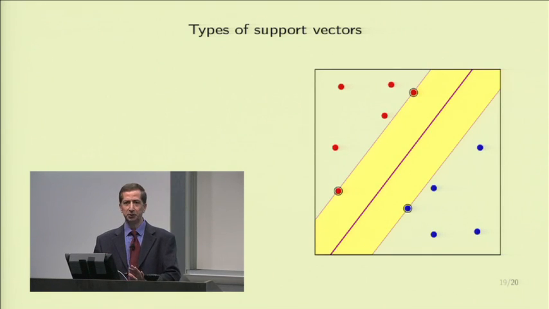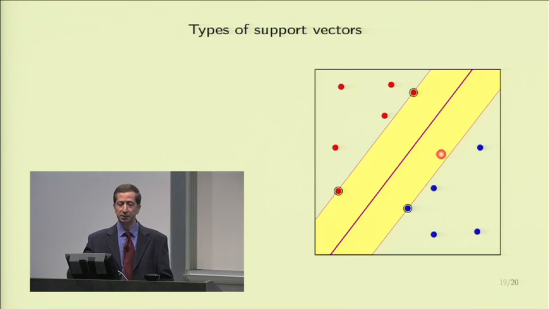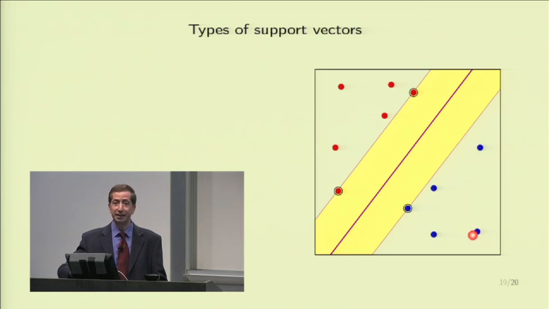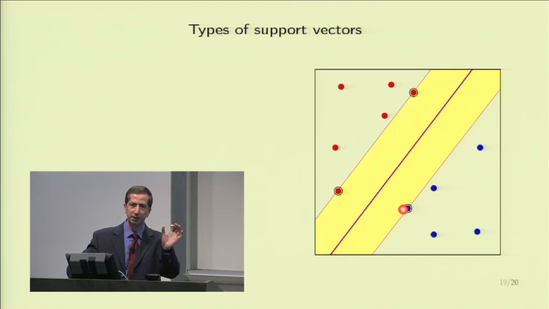Okay, so this is a picture. And this is the picture where you have support vectors in the hard margin case. There are only two types of points here. Interior, where the margin is greater than one strictly. And the boundary guys that happen to be support vectors, where the margin is exactly one, or at least the quantity that corresponds to the margin is exactly one, okay? And that is all I have.